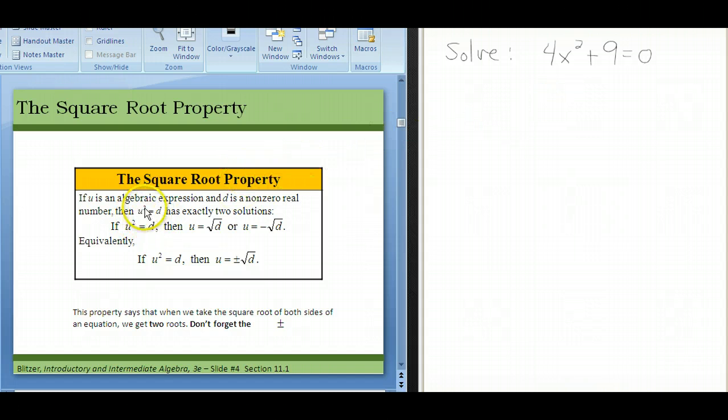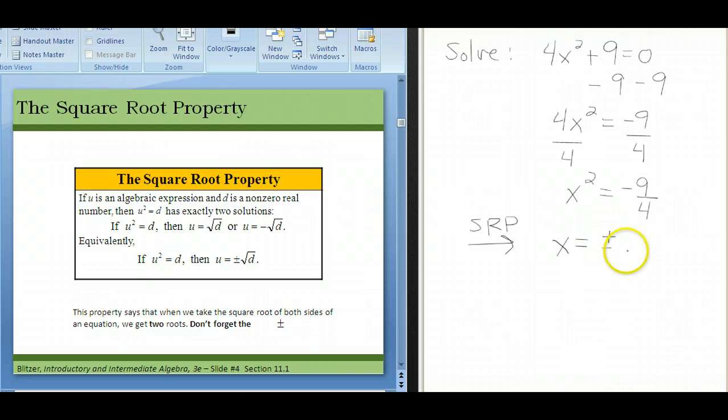What we need to do is isolate the thing on the left side that has been squared, which could be the x squared. So let's get the x squared by itself. First we subtract 9 from both sides and get 4x squared equals negative 9. Then divide by 4. We get x squared equals negative 9/4. Now notice we have something squared equals a number. Making use of the square root property, we get x equals plus or minus the square root of negative 9/4.